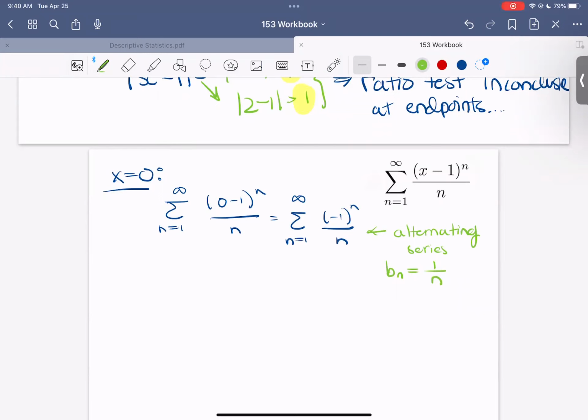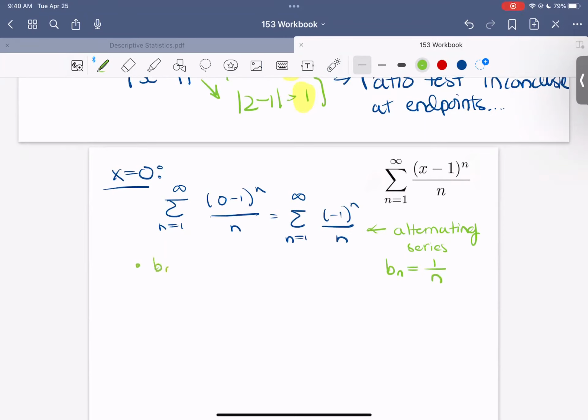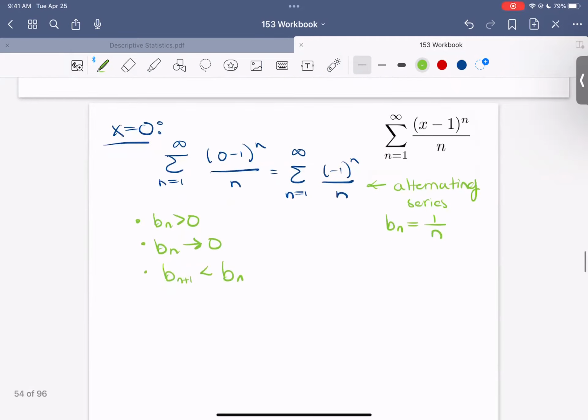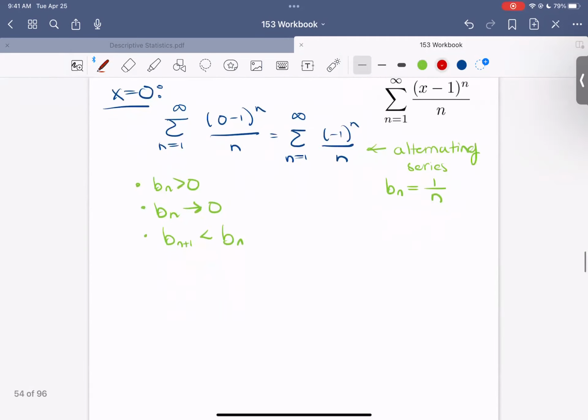So let's evaluate the convergence of this series. Recall for the alternating series, we need the bn to be positive. We need the bn to go to 0. And we need the bn to be getting smaller, so b sub n plus 1 needs to be smaller than b sub n. So let's check these. Yep, 1 over n is positive. The limit as n goes to infinity of 1 over n does in fact go to 0. And we do see that 1 over n plus 1 is less than 1 over n.